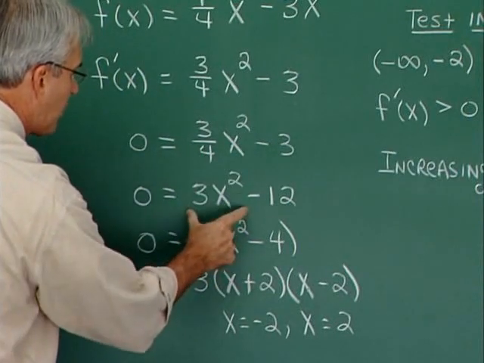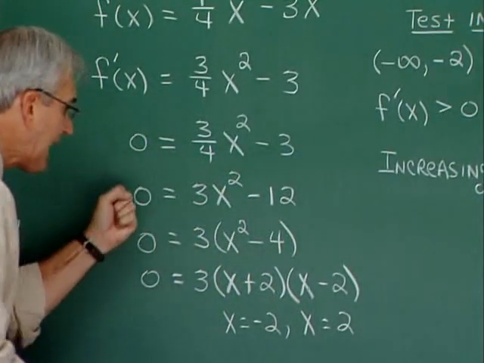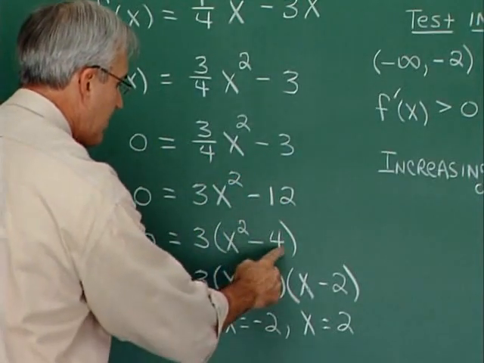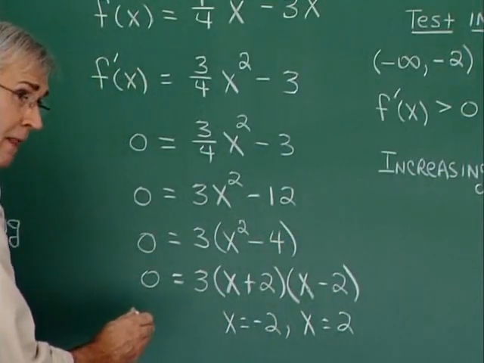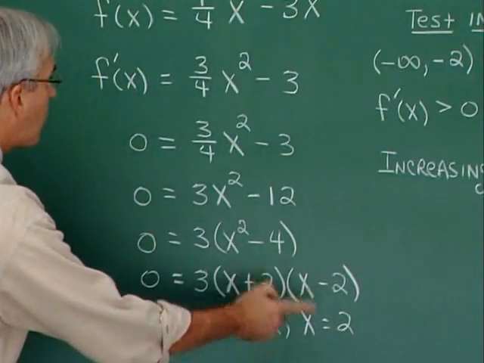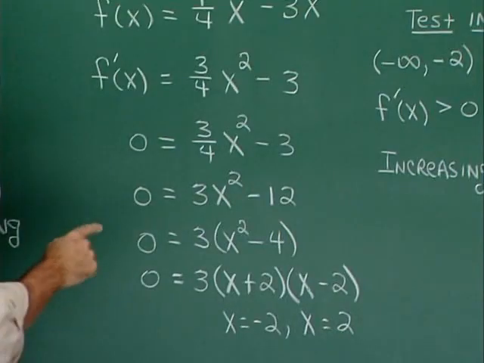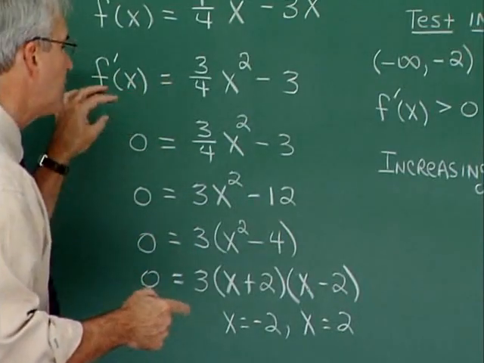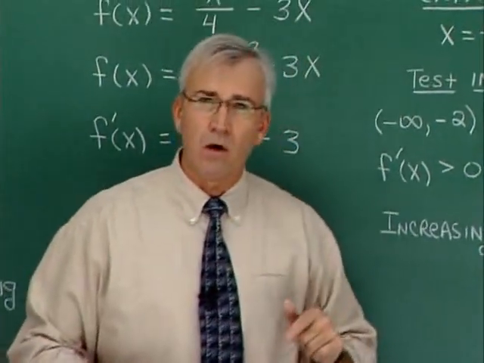Multiply this term by 4, I get 3x squared. Multiply this by 4, I get negative 12. Snag out a common factor of 3, and I have x squared minus 4. Oh, difference of squares. So we have x plus 2 times x minus 2. So x equals 2, x equals negative 2 are the zeros for the derivative function. Now, these are important positions. Remember, these zeros of the derivative function are the place where the slope of the tangent line is 0.